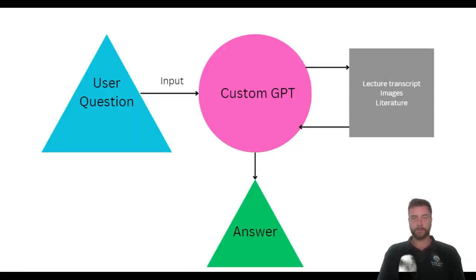It looks like this from a scheme perspective, where our custom GPT has images, lectures, and the literature. And the custom GPT can reference it when answering an input. So for our input, we had an essay question as the input. The custom GPT looked at what information it had on hand and was able to produce an essay or an answer.